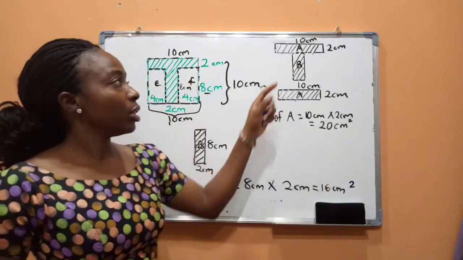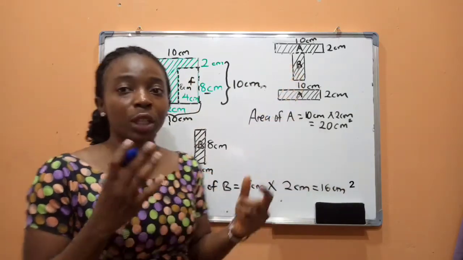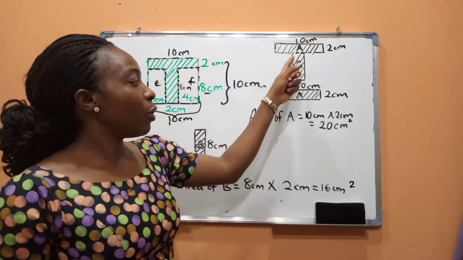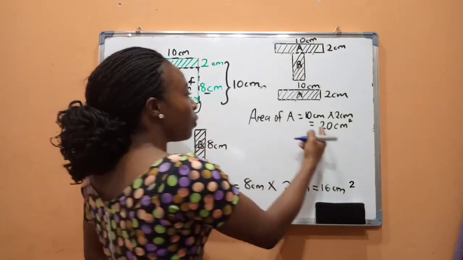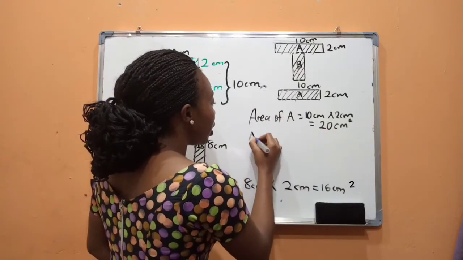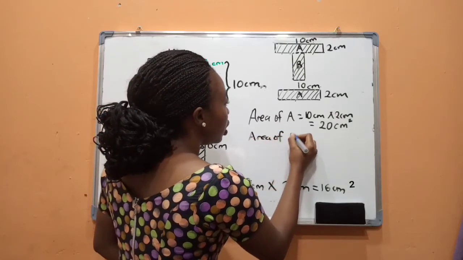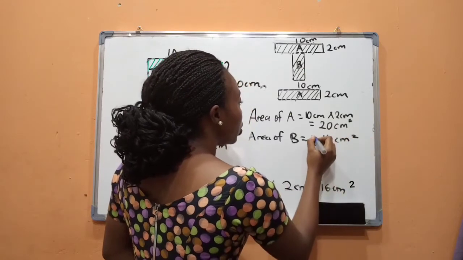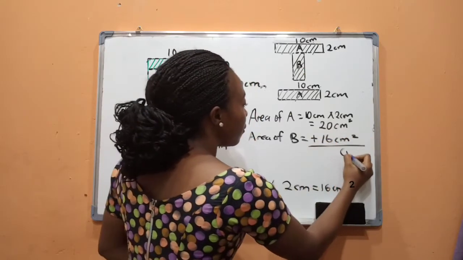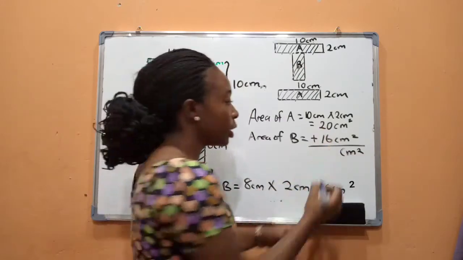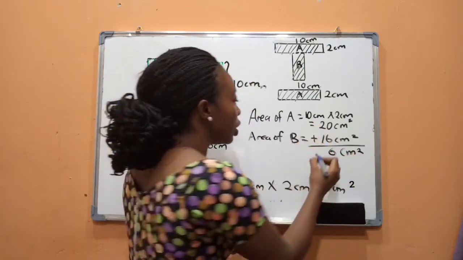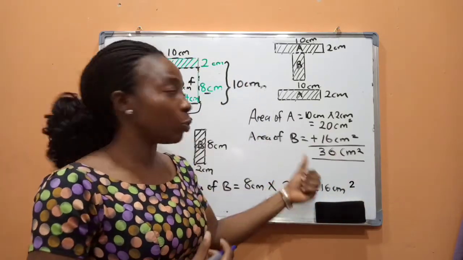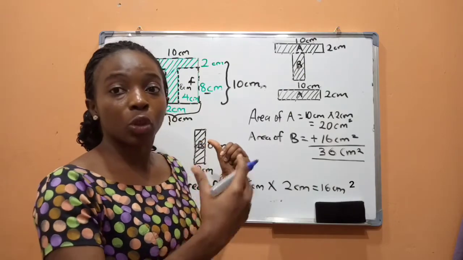So now we've gotten the area of A and B. Remember, they are both parts of the shaded region, right? What we simply do is to sum up the area of A and B. So area of A is given as 20 centimeter square and area of B is equals to 16 centimeter square. By the time we sum it up now, we are going to have 0 plus 6 gives us 6, 2 plus 1 gives us 3. So we are going to have 36 centimeter square, the exact answer we got in our previous method, method 1.